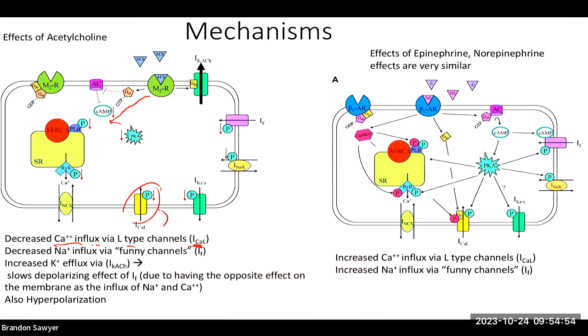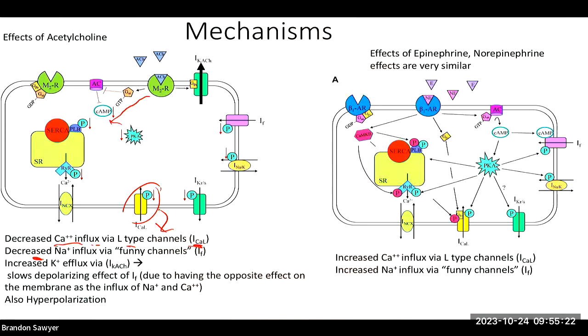So that's number one. We can see number two here: decrease the sodium influx via those funny channels, which is just the I_f. What color is that one on there? Purple, there it is. So we're decreasing phosphorylation of that channel, which means it's not as open as it was before. We don't have as many of them open. This is just showing one, but there's a bunch of them. So we don't have as much sodium influx.